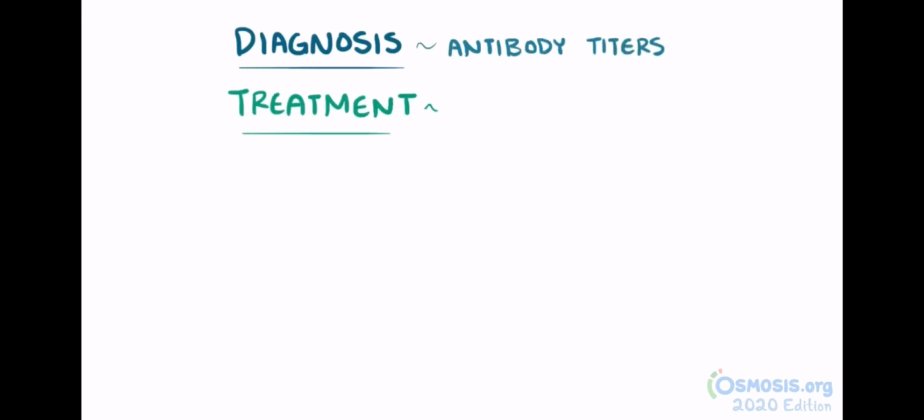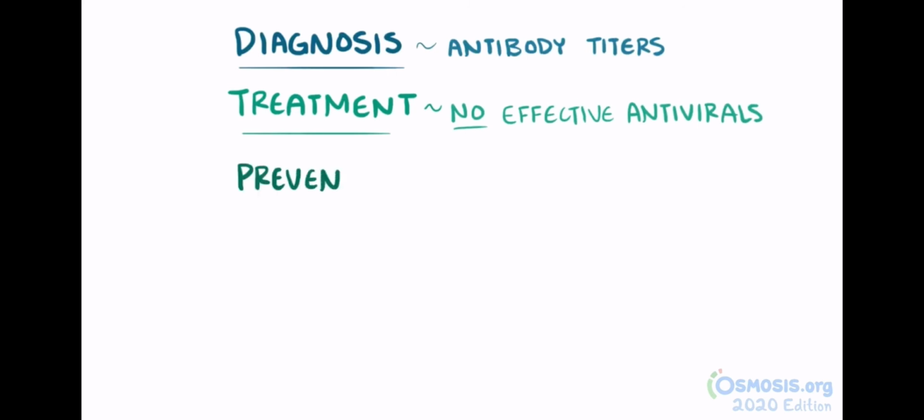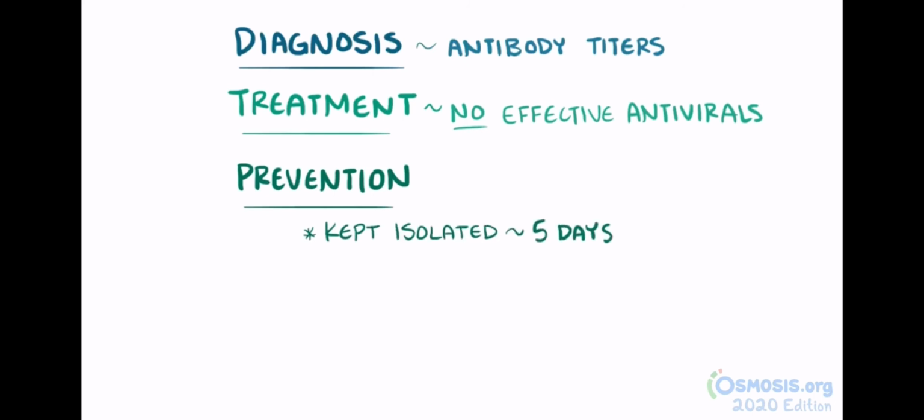Alright, like a lot of other viruses, diagnosis is done by looking at antibody titers, though for treatment there aren't any effective antivirals for mumps. For prevention, individuals with mumps, particularly young children, are usually kept isolated for 5 days after the onset of symptoms to prevent it from spreading.